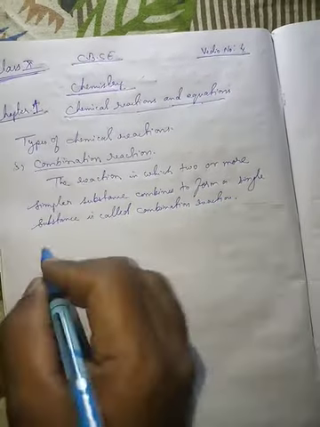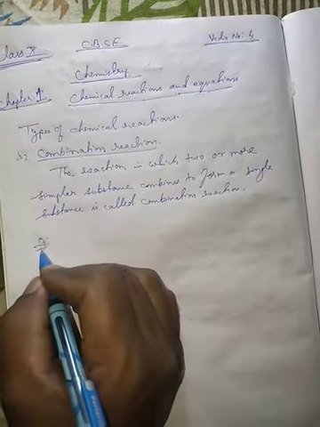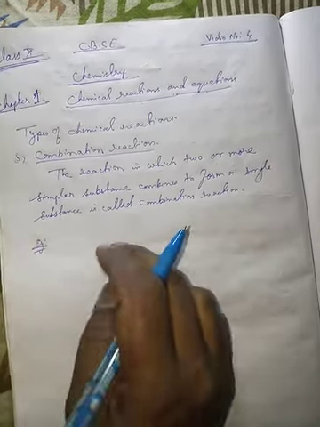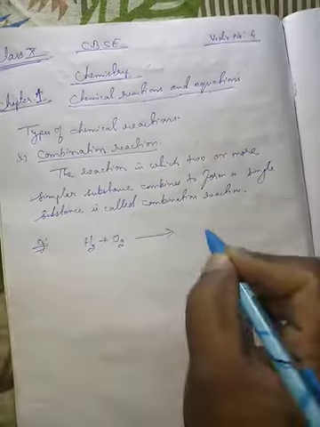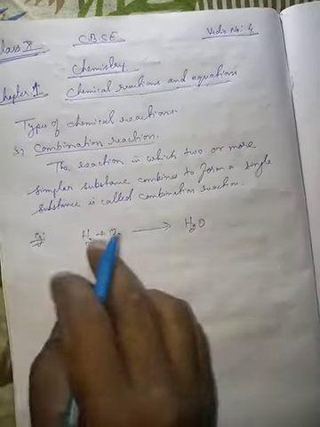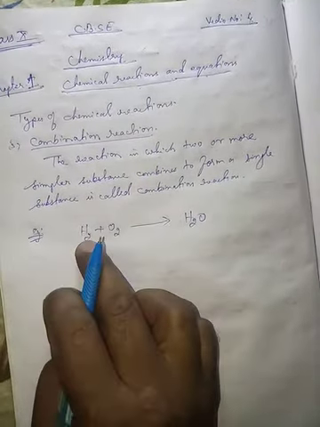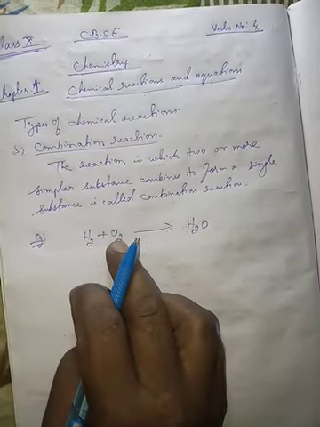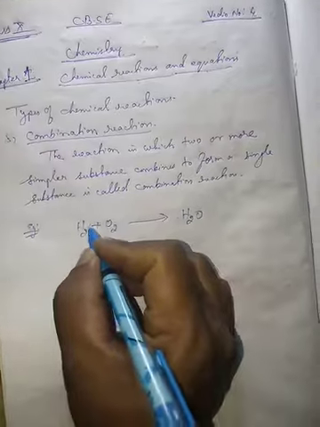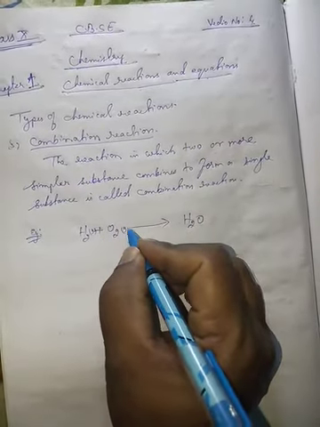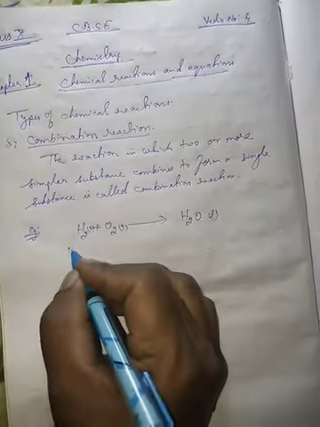As for example, let us take an example. We have already discussed hydrogen and oxygen combined. Hydrogen combines with oxygen to form water. Here two simpler substances, that is hydrogen and oxygen, combine to form a single substance, that is water. It is in gaseous state, it is also in gaseous state, it is in liquid state.